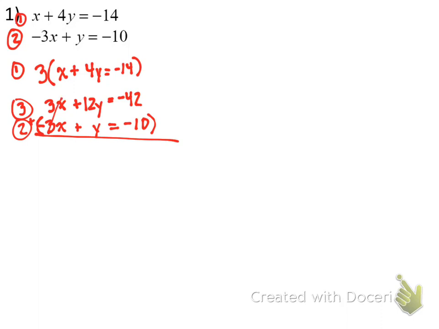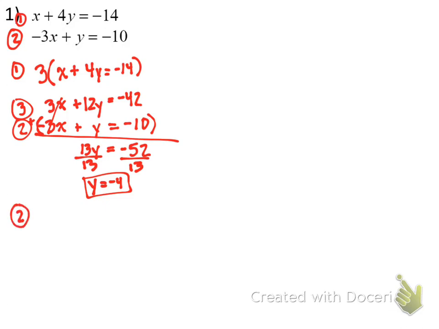Okay? 12y plus y is 13y. Negative 42 plus a negative 10 is negative 52. Okay? Divide both sides by 13. And y is equal to negative 4. Okay? So on this first example, we know y is equal to negative 4. Now we just do the same thing we did yesterday. We just plug y back into one of the first equations. I'm going to pick equation 2 because it's easier, because there's only y there. So we're going to do equation 2.